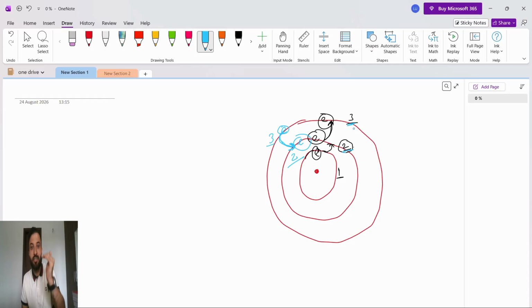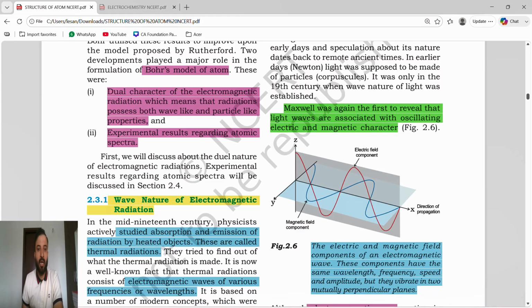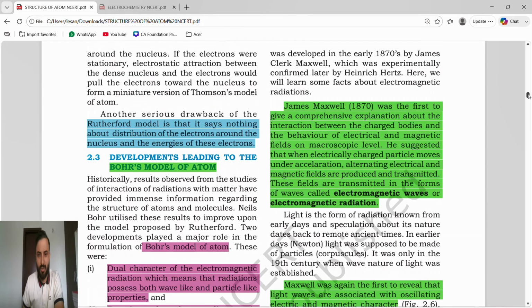So the electron will jump. Jumping means what? It requires energy. Okay, and every orbit has different energies. Okay, fine. Now see guys, here we should not have to write anything. If you want you can write, otherwise we just have to underline whatever I underlined here.